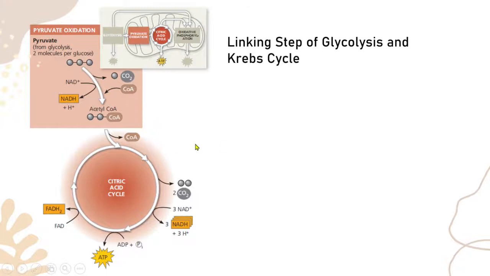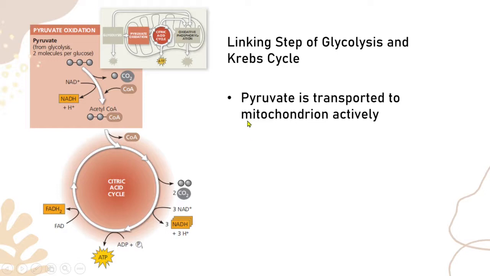So let's look at the details of this one. But before that, it's the linking step between glycolysis and the Krebs cycle. It is where pyruvate is transported to the mitochondria, from the cytosol to the mitochondria, and pyruvate dehydrogenase is the name of the enzyme, very important for pyruvate oxidation. So let's look again at the details.